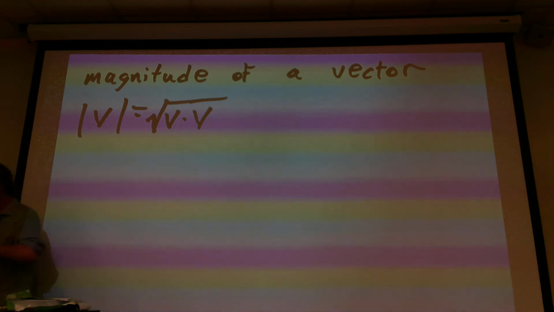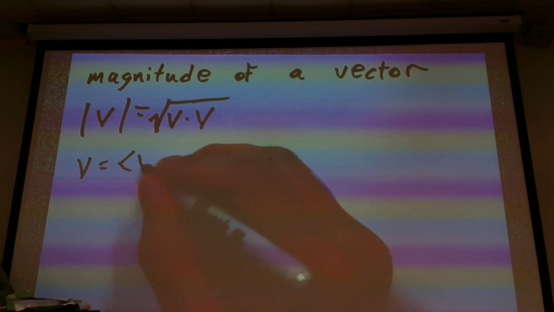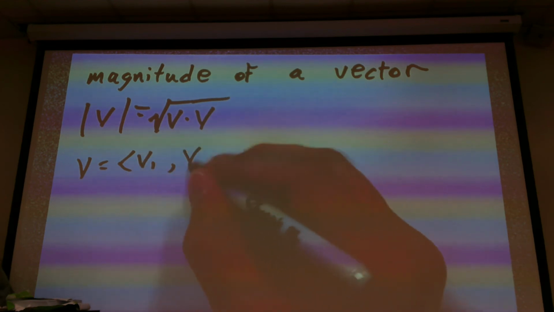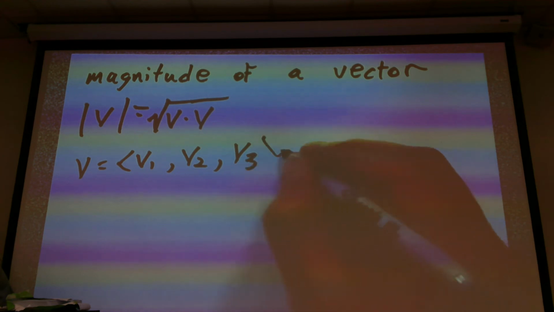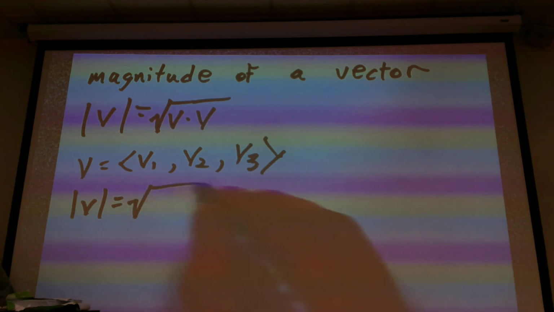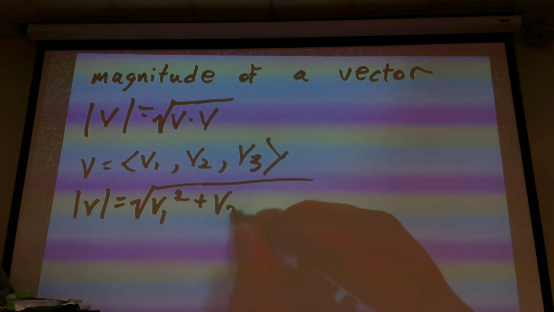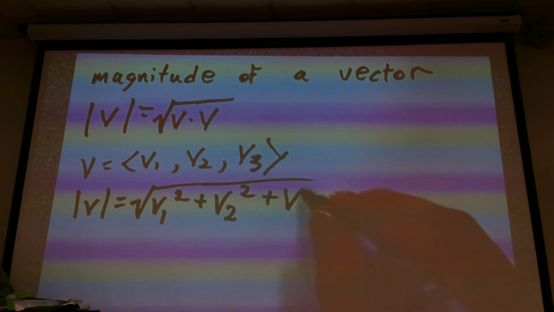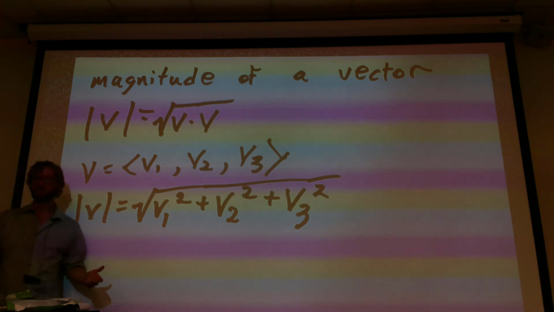So if you have V, which equals, let's say, V1, V2, and V3, well, what's the magnitude of V? It's going to be the square root of V1 squared plus V2 squared plus V3 squared. Okay? So the dot product itself allows us to find a way to calculate the magnitude of the vector.